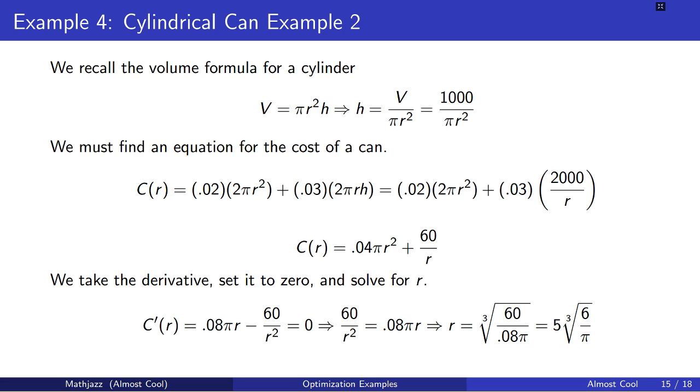Like any of these optimization problems, we take our cost equation and we take its derivative, set it equal to 0, and solve for r. So C prime of r equals 0.08 pi r minus 60 over r squared. Setting that equal to 0 gives us 60 over r squared equals 0.08 pi r, which gives us that r equals the cube root of 60 over 0.08 pi, which gives us that r equals 5 times the cube root of 6 over pi.